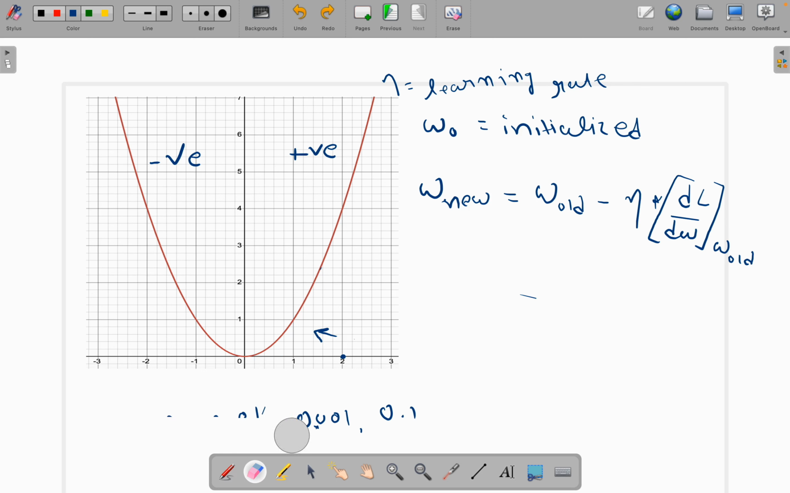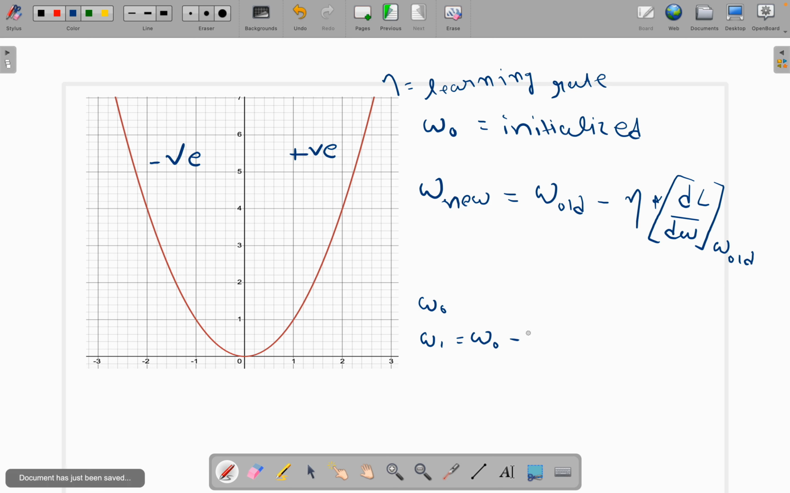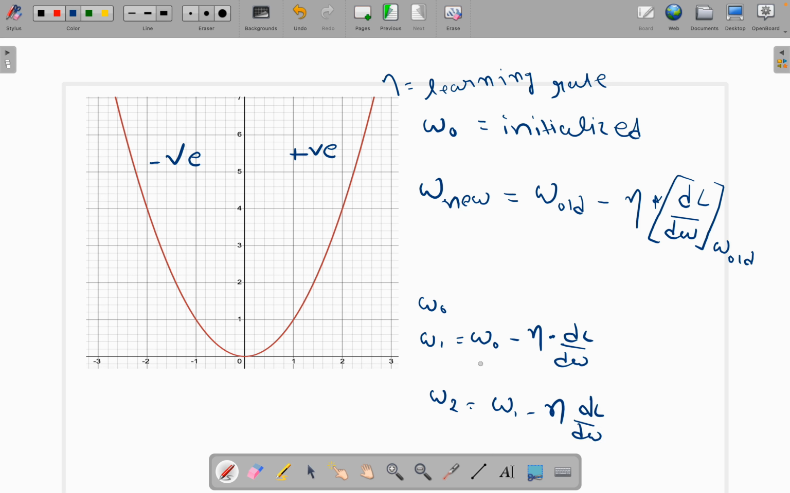Okay, so let me erase this as well. We are doing this, and we can stop either after a finite number of steps, right? Let's say we initialize W0, then we receive W1 equal to W0 minus eta times dL by dW. Then I receive W2 equal to W1 minus eta times dL by dW, and so on and so on. If we reach, let's say, 100 steps, we will stop the training.